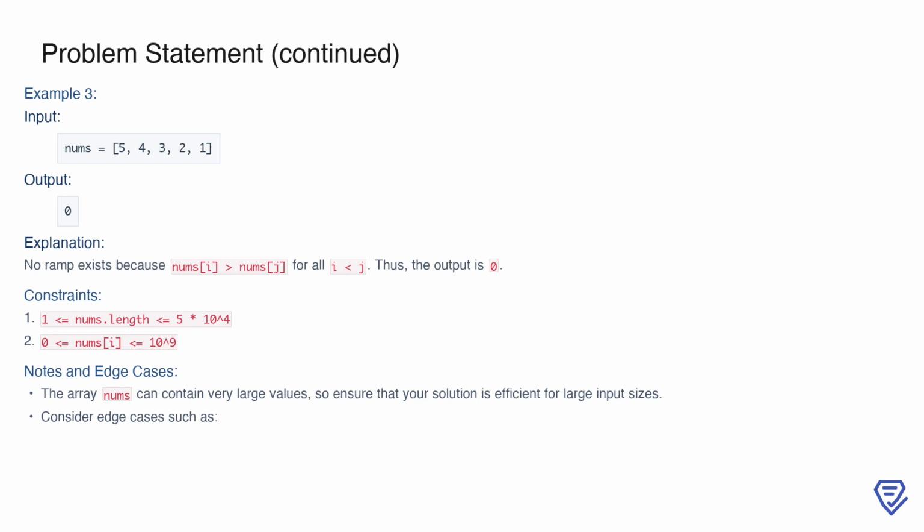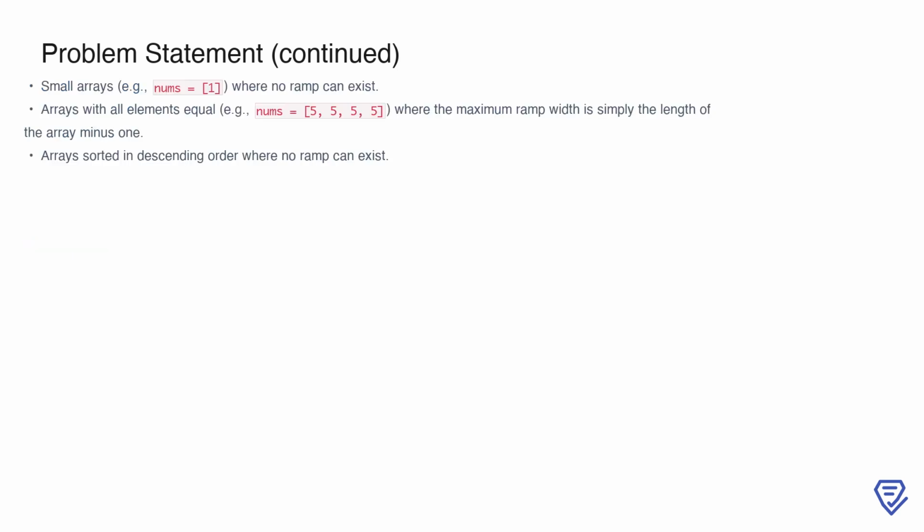Now, let's consider some constraints. The input array can have a length between 1 and 50,000, and each element in the array can have a value between 0 and 1 billion. Given these constraints, your solution must be efficient to handle large input sizes. Finally, let's discuss some edge cases you should consider while solving this problem.